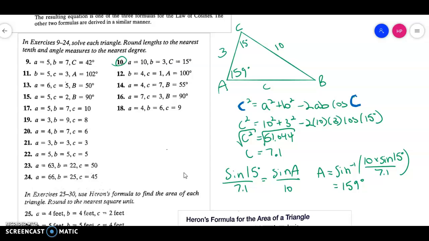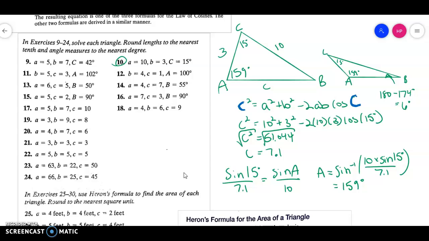Granted, my triangle is not at all drawn to scale. It should look probably more like this, with A here at 159 degrees, and then my 15 degrees at C and B. If I want to find angle B and I'm just missing that, then 180 minus the sum of 159 and 15, which is 174, only leaves me with 6 degrees for angle B.